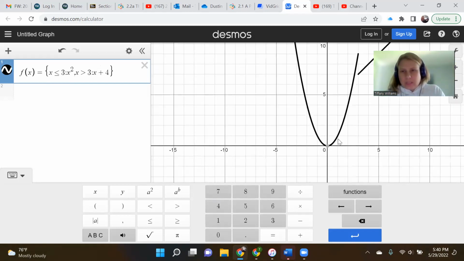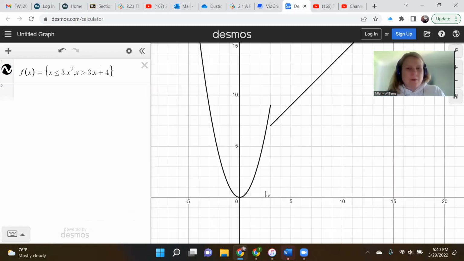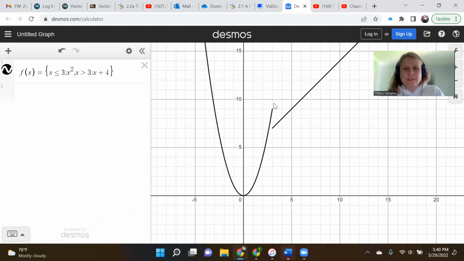All right. So here's what we see, right? We've got this really pretty graph. We do see something weird happening when we have x squared versus the x plus 4. One's part of a parabola, the other is a linear function. So we are asked to find the limit as x approaches 3 from the left and the limit as x approaches 3 from the right.